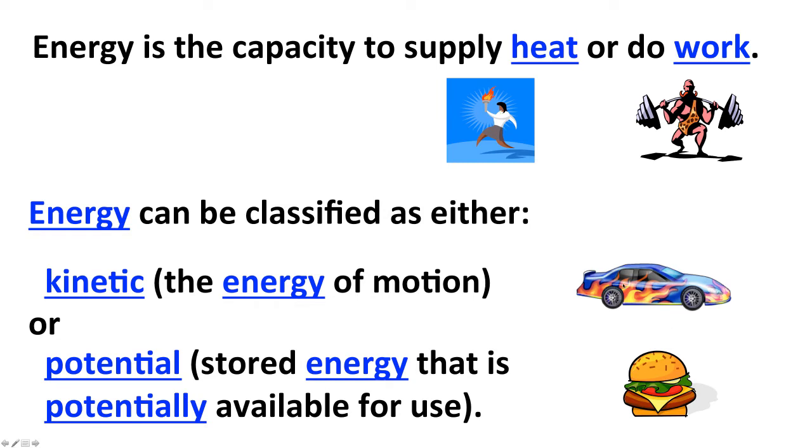So a moving car has kinetic energy, the energy of motion, and a cheeseburger has potential energy because there's energy stored in the cheeseburger that after you eat it can be used to keep you warm, supply heat, or to provide energy for you to be able to do some sort of work.